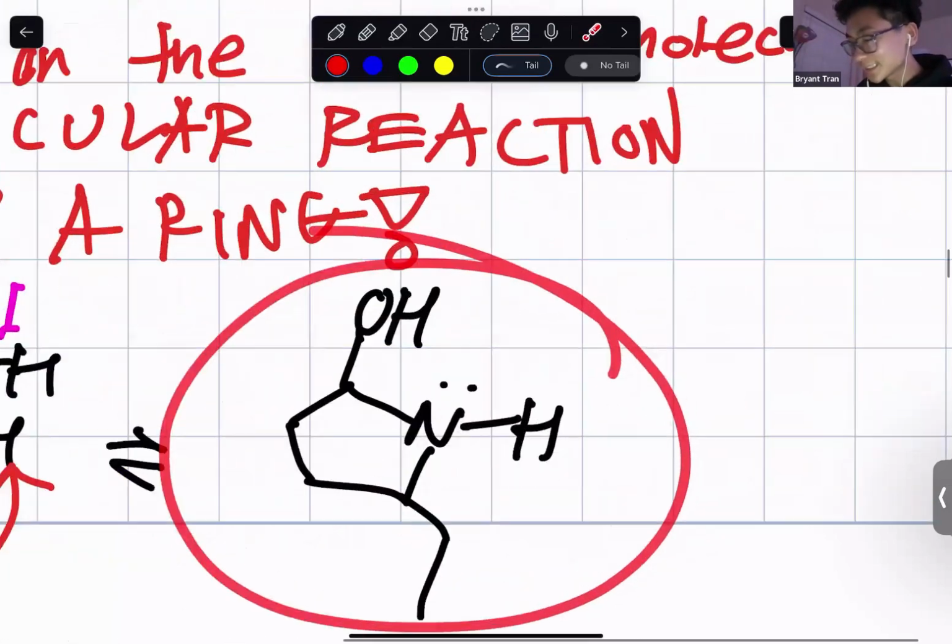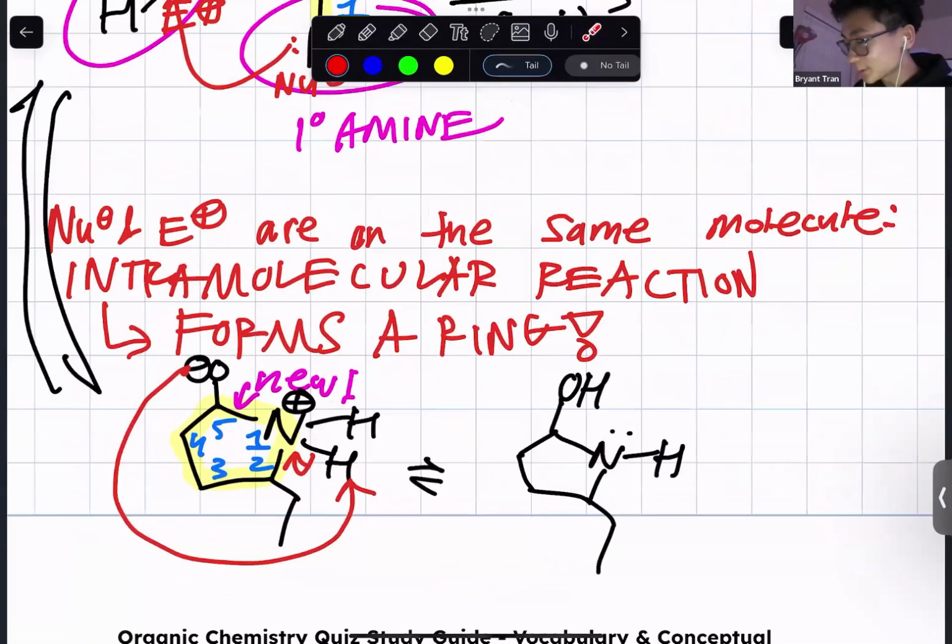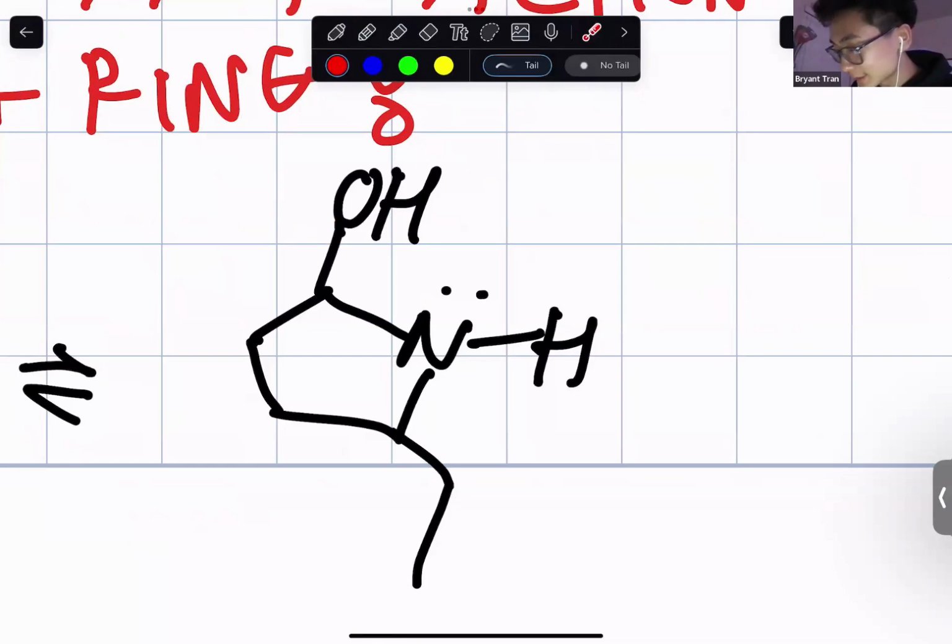Now, what do you guys think the next step is going to be? Our end goal is to form an imine, a carbon double bond nitrogen. So let's say we want to form a double bond right there. But before we can do that, what do we have to do first? Yeah, alcohol gets another proton. We got to protonate it to convert it into a good leaving group.